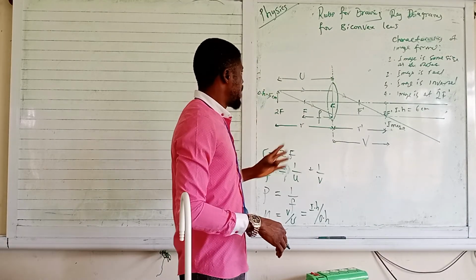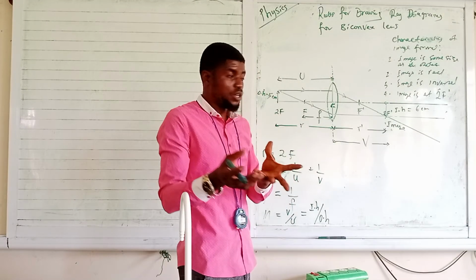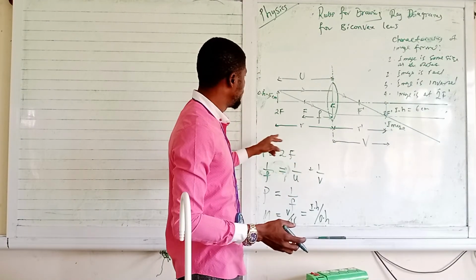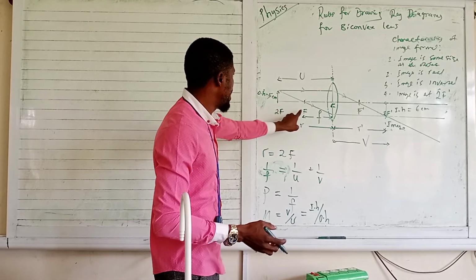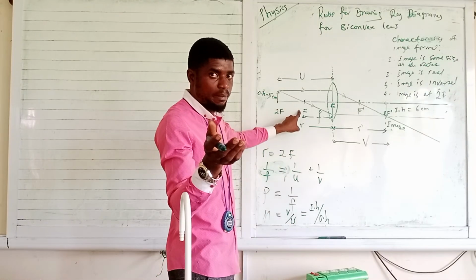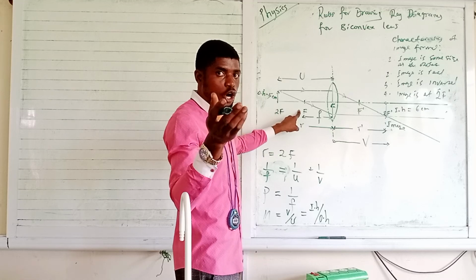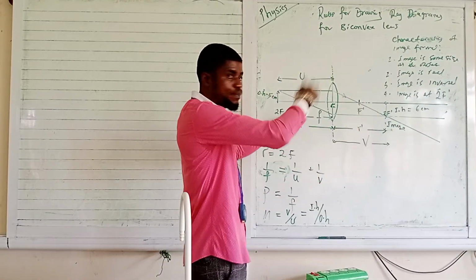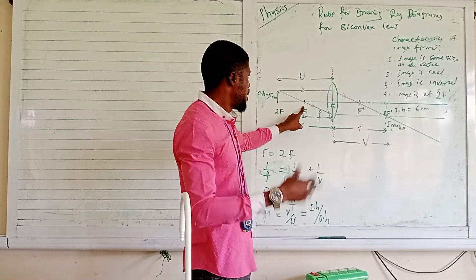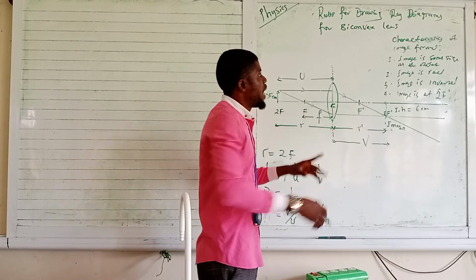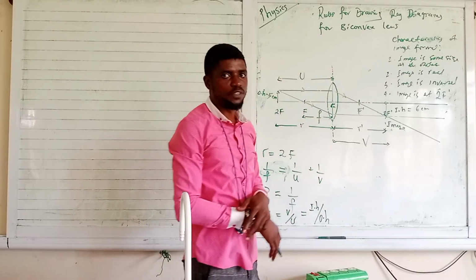Replicate this by challenging yourself in placing the object between 2F. That is your assignment. Try to place the object between 2F, follow the procedure at F, between F and C, and let me see the properties of the image formed.